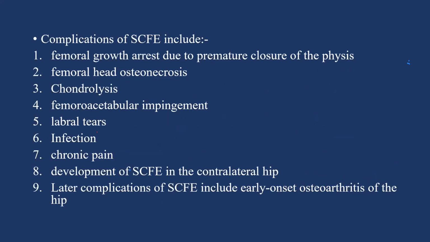The complications, don't forget: femoral growth arrest due to premature closure of the physis, femoral head osteonecrosis, chondrolysis, femoroacetabular impingement, labral tears, infection, chronic pain, development of slipped capital femoral epiphysis in the contralateral hip. Later complications of slipped capital femoral epiphysis include early onset of osteoarthritis of the hip.